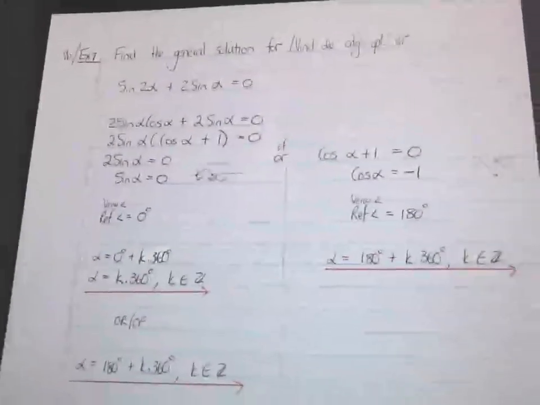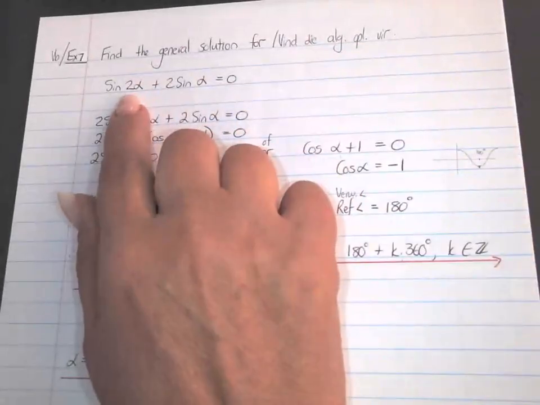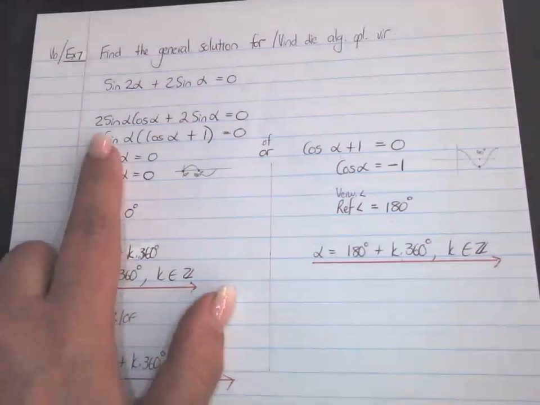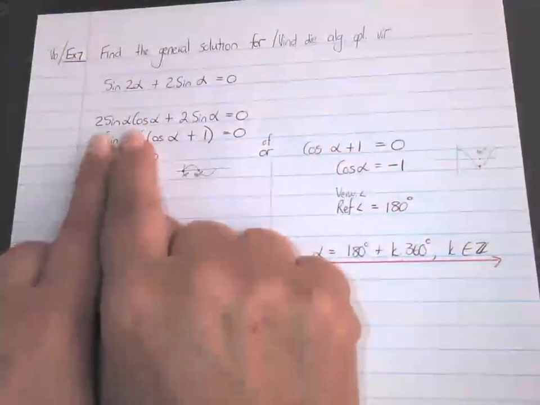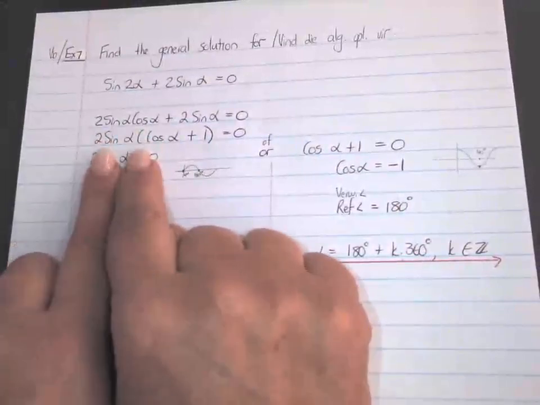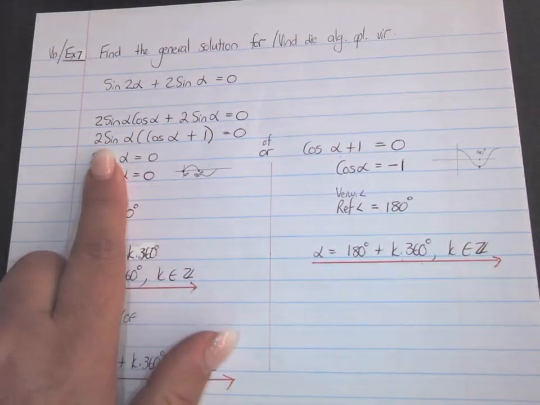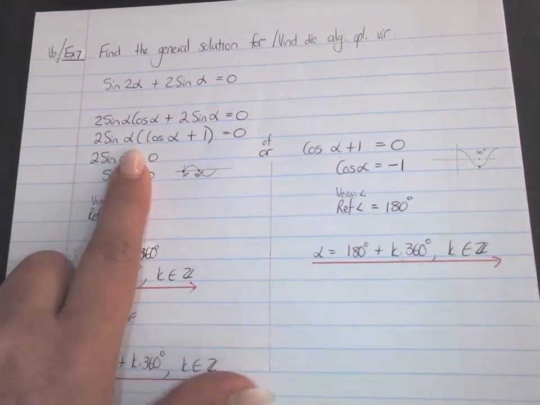Last example. Find the general solution for sine 2 alpha equals 2 sine alpha. There is a double angle, so I expand it. And now I take out the common factor. Example 2a.